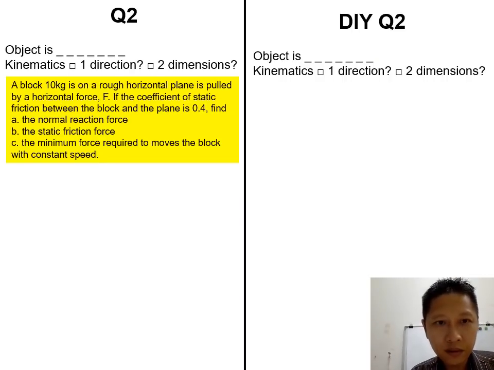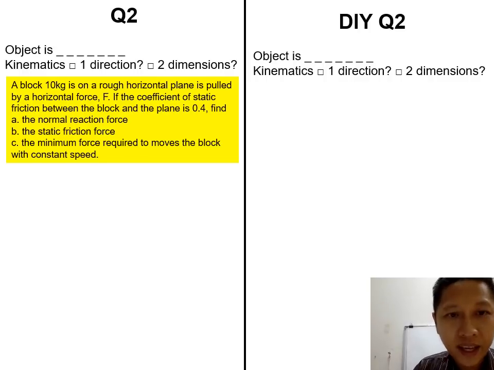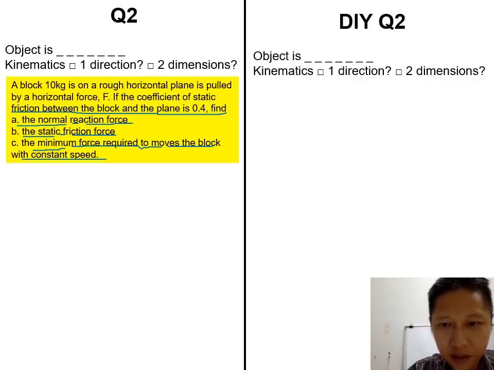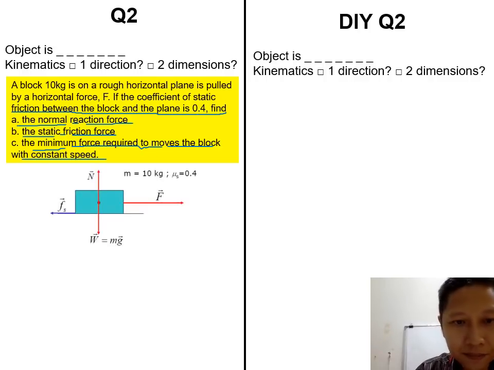Question number 2. There's a 10 kg block on a rough horizontal plane pulled by a horizontal force. If the coefficient of static friction between the block and plane is 0.4, find the normal reaction force, the static friction force, and the minimum force required to move the block with a constant speed. So let us put it into a diagram first. The block is horizontally pulled by a horizontal force, the F here.